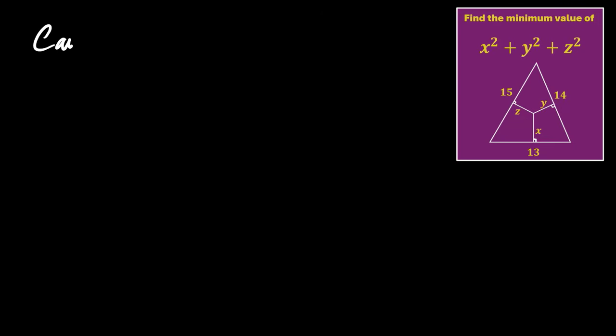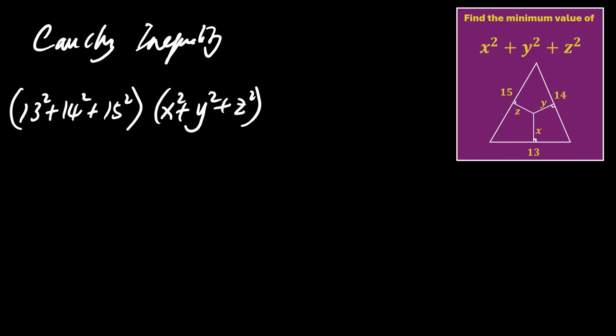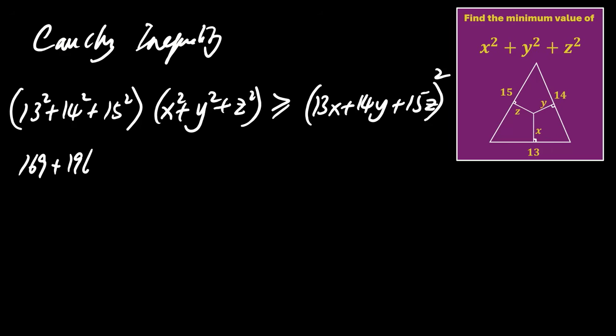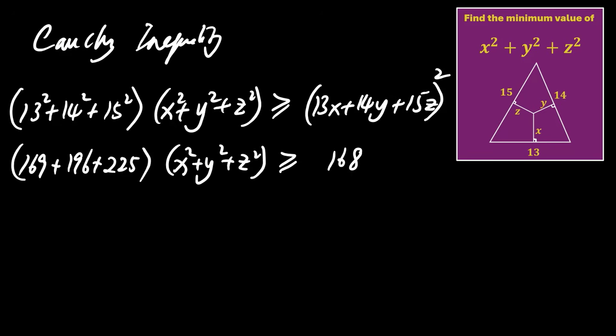Now we are going to use the Cauchy inequality by considering 13 squared plus 14 squared plus 15 squared, multiplied by x squared plus y squared plus z squared. This will be greater than or equal to (13x plus 14y plus 15z) squared. 13 squared is 169, 14 squared is 196, and 15 squared is 225, multiplied by x squared plus y squared plus z squared. And we know that the right side is 168 squared.